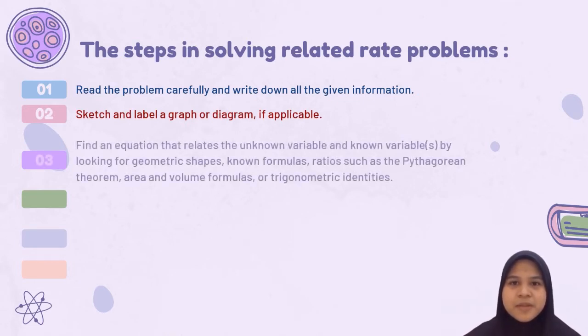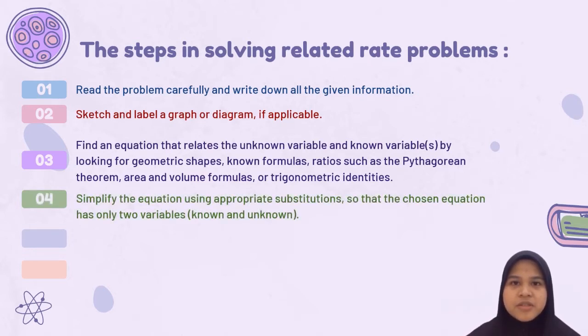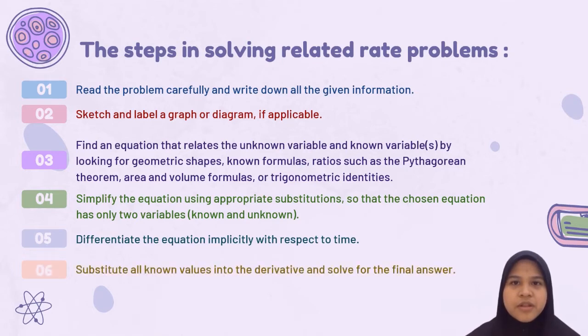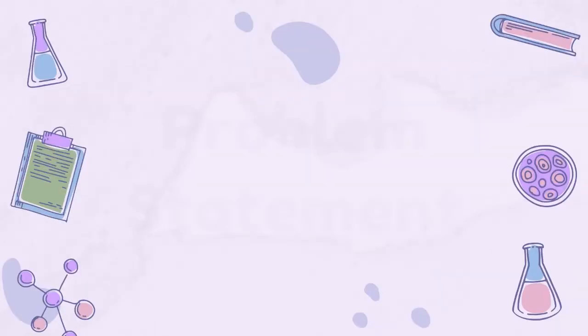The third step is to find an equation that relates the unknown variable and known variable by looking for geometric shapes, known formulas, and ratios, such as the Pythagorean theorem, area and volume formulas, or trigonometric identities. Next, simplify the equation using appropriate substitutions so that the chosen equation has only two variables, the known variable and the unknown variable. Then, differentiate the equation implicitly with respect to time. Lastly, substitute all known values into the derivative and solve for the final answer.